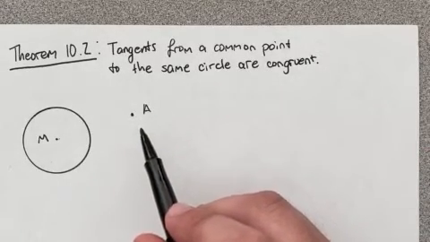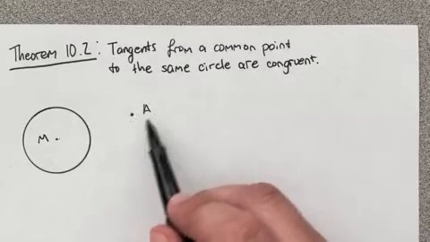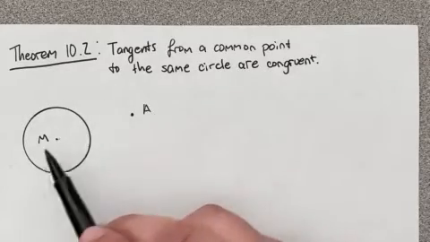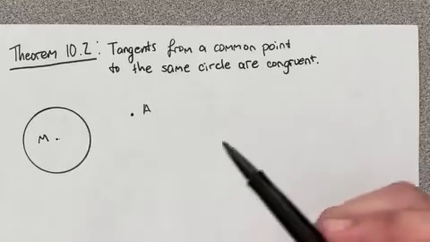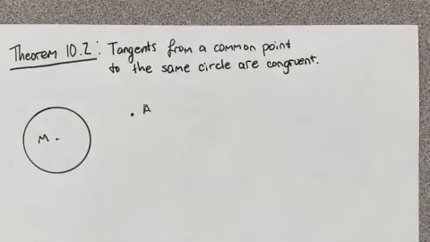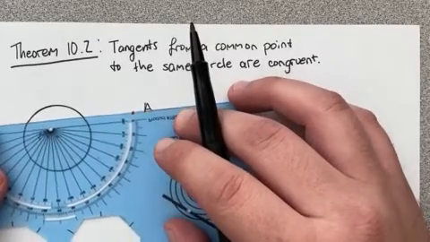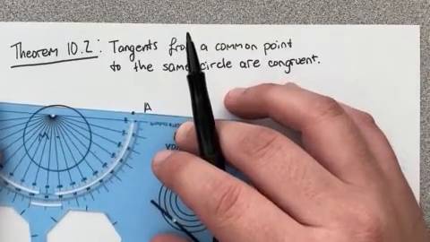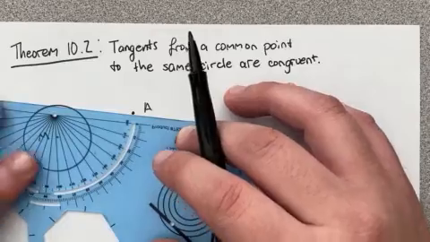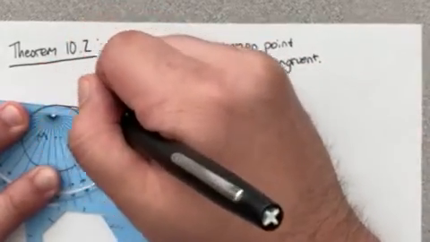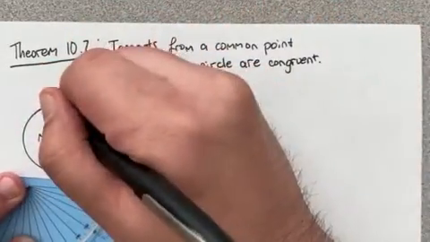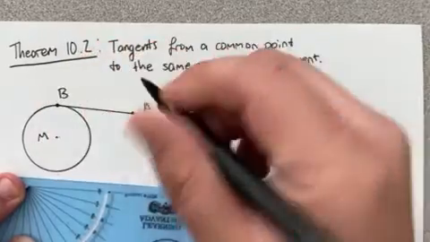Now, one very, very important detail is that this common point that we're using to draw our tangents to the circle must be outside of our circle. Now, when I draw on a tangent line, I'm going to start at this point A, and if I look at all of these different lines, I realize right there I can draw a tangent line from A to my circle M. So I'm going to call that point B.